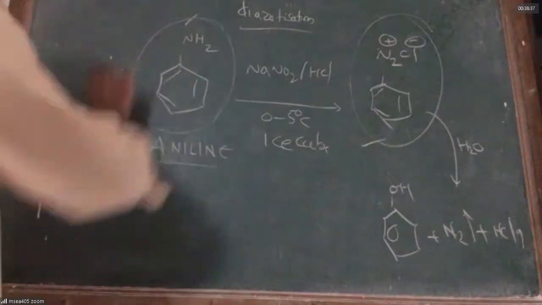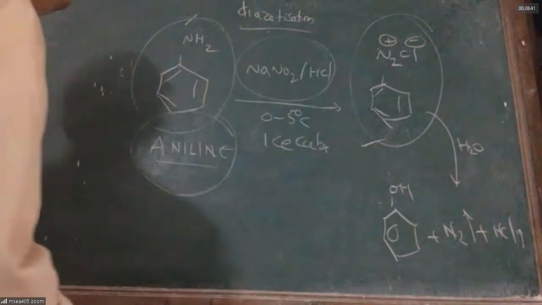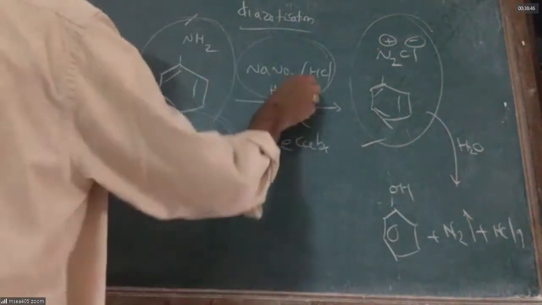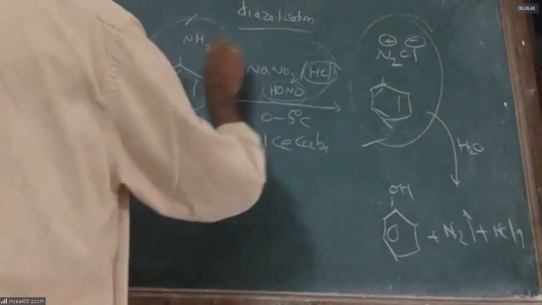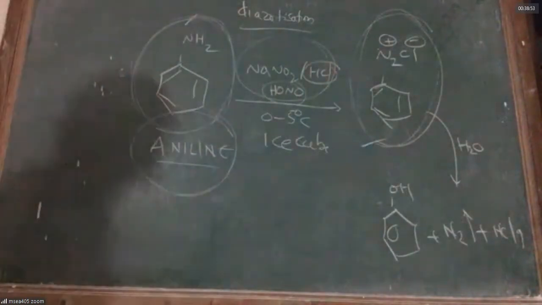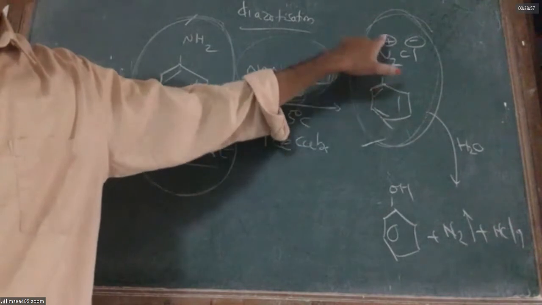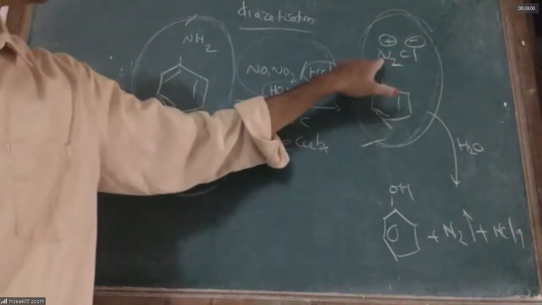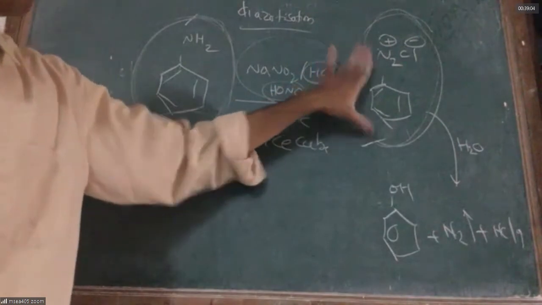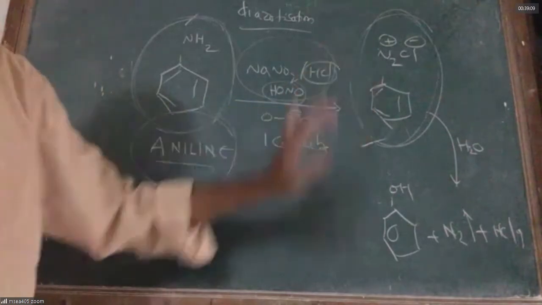Aniline is an aromatic compound, aminobenzene. When it is treated with NaNO2 and HCl, in the reaction mixture you are making nitrous acid. The nitrous acid, the HCl, and the aniline together will give you diazonium chloride. Di means two, azo means nitrogen, ium means positive. Diazonium chloride, benzene diazonium chloride. This is a very important material. There is some question on this in IIT mains.